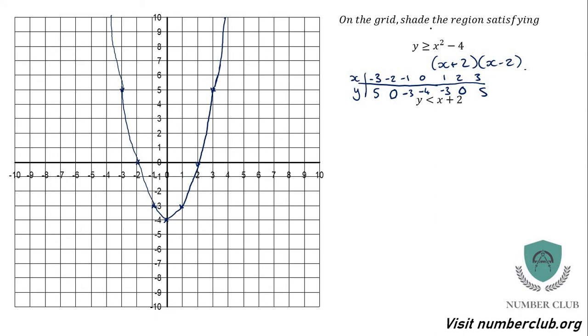Now we want the bit where y is greater than or equal to that. So look at it, pick a point, draw upwards. We want that side. We want the bits in there, not out there. Okay, so we want this section here.